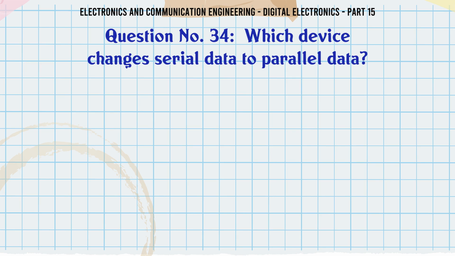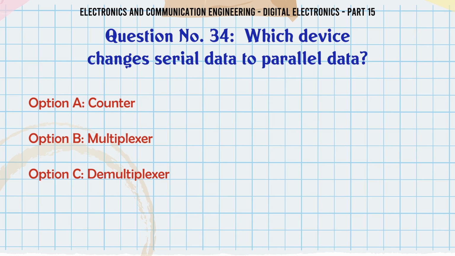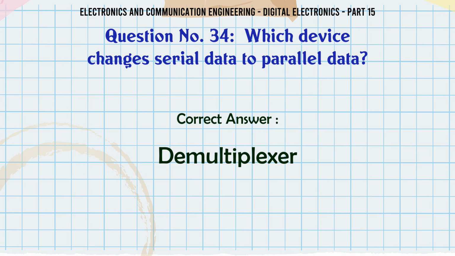Which device changes serial data to parallel data? A. Counter. B. Multiplexer. C. Demultiplexer. D. Flip-flop. The correct answer is demultiplexer.